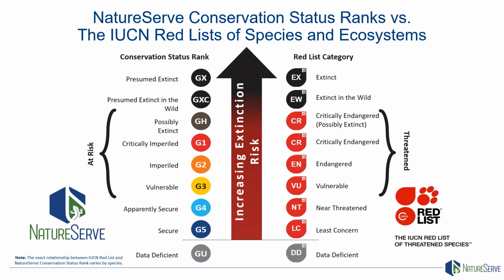NatureServe status ranks aren't the only ones used. You may be familiar with the IUCN Red List. The Red List uses categories to describe estimated extinction risk, which is derived from rules that consider population trends, range size, threats, and other factors.